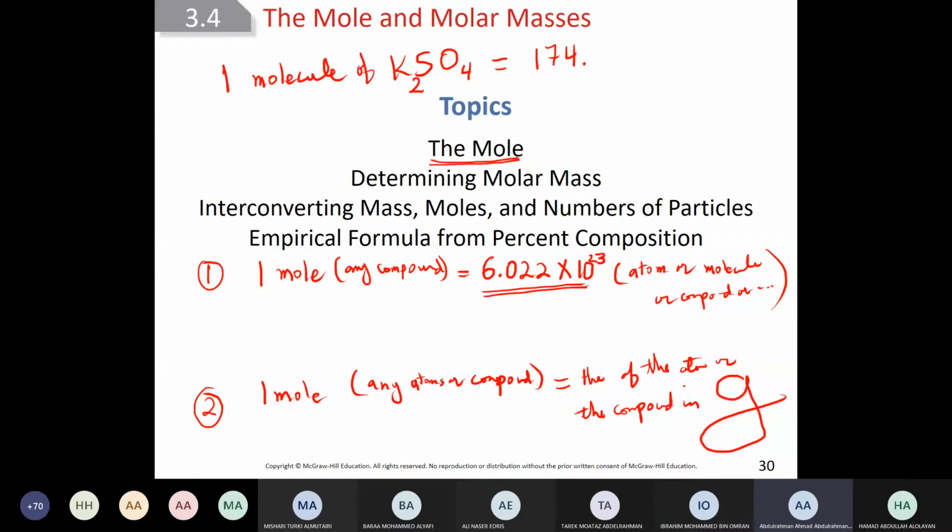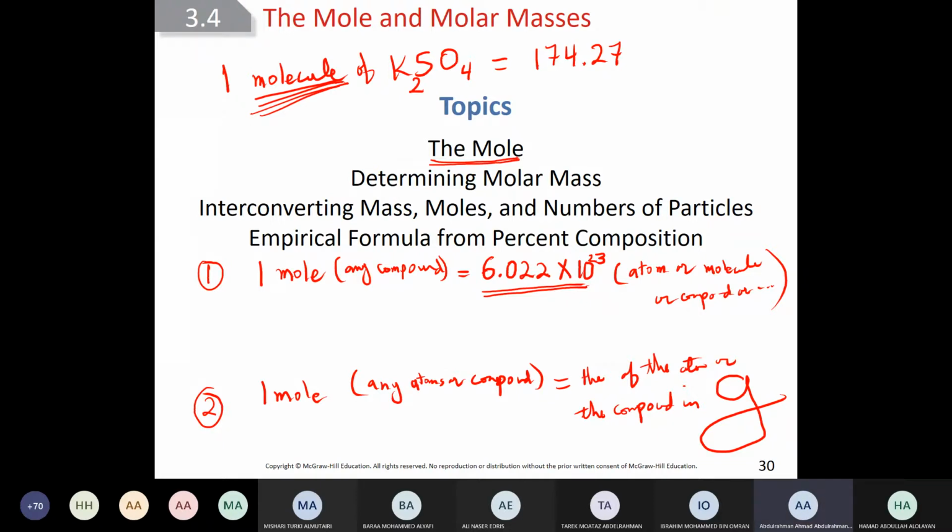174.27. Who else got the same answer? I want to see more than one because I don't know what the answer is. I need your help. Yes, I got the same answer. No, it's not complete. In grams? If you say gram, you're wrong. AMU. That's important. We're talking about one molecule.